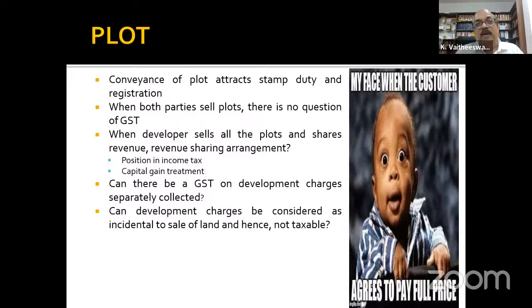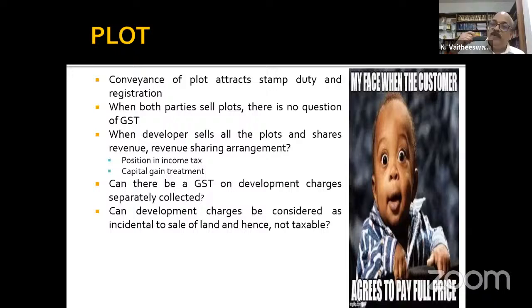One view would be to say, look, principal supply is sale of land. This development charge is nothing but incidental to sale of land. Therefore, it is a composite supply. It takes the color of the land and therefore is not taxable. That is one view. Another view would be to say, look, this development service is a separate service by itself.